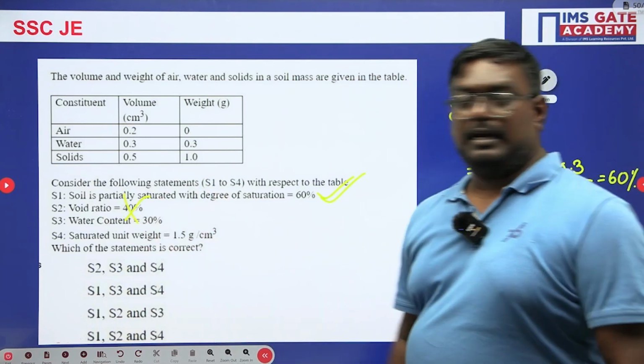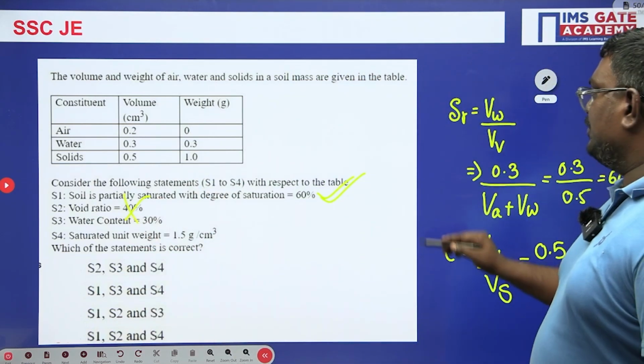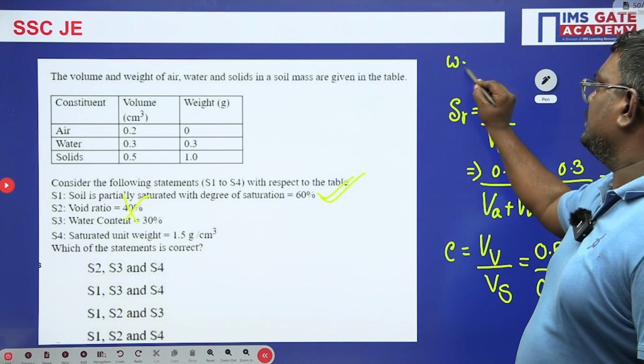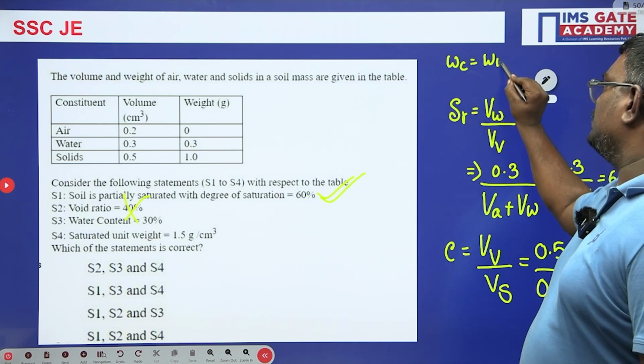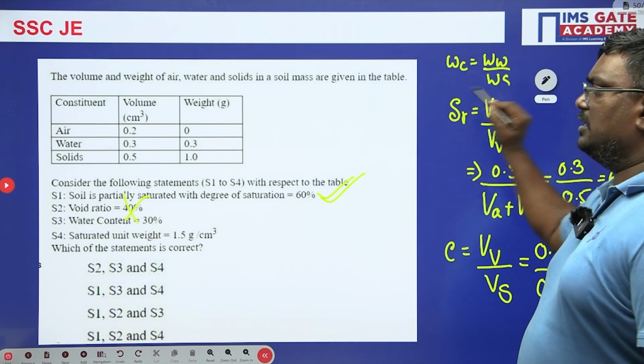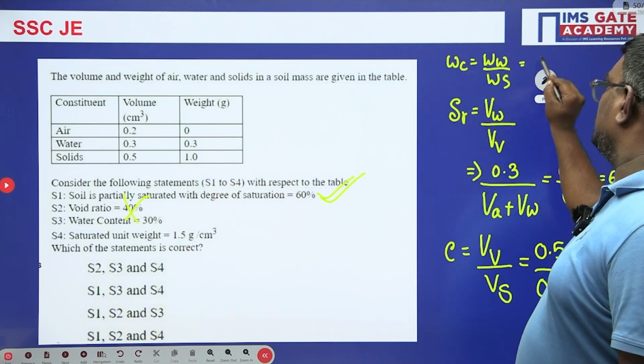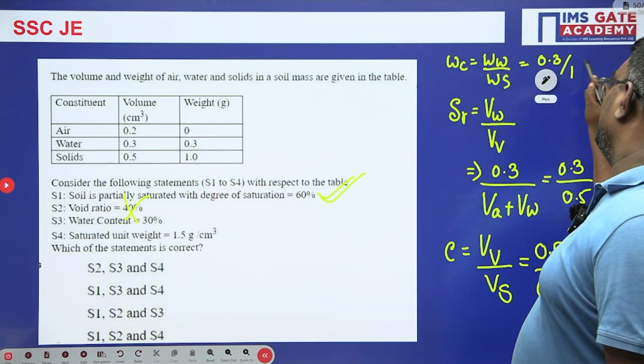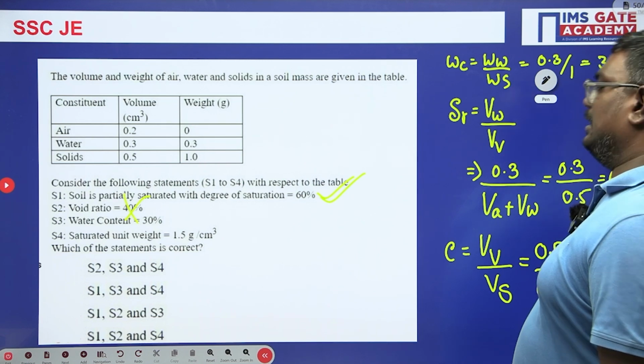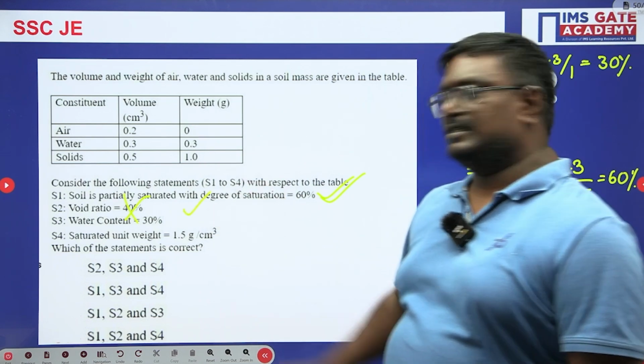What is water content? Now see students, if you talk water content, I am writing here, sir. Water content is defined as weight of water by weight of solids. Weight of water is how much, sir? 0.3, and weight of solids is how much? 1. So 0.3 by 1 is 30 percent. So statement S3 is correct.